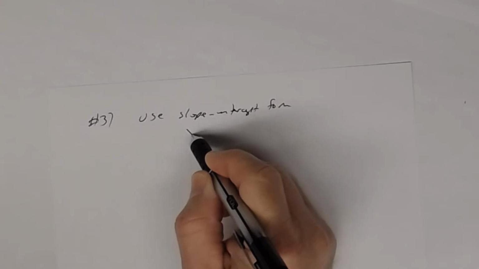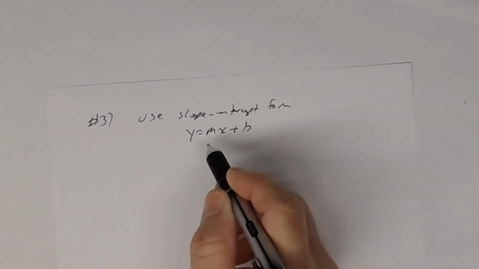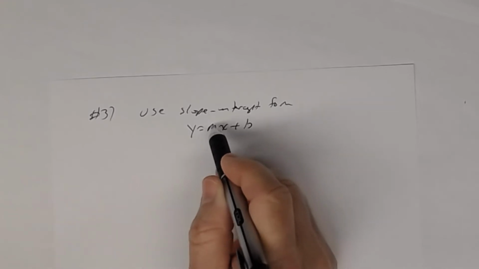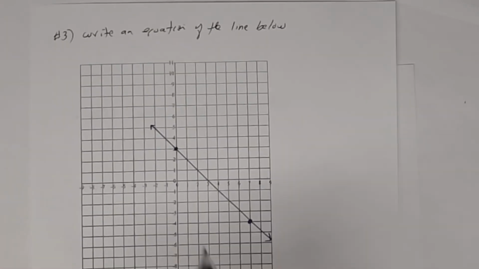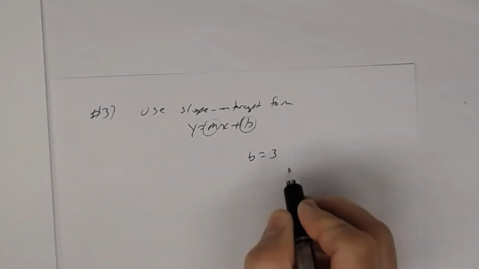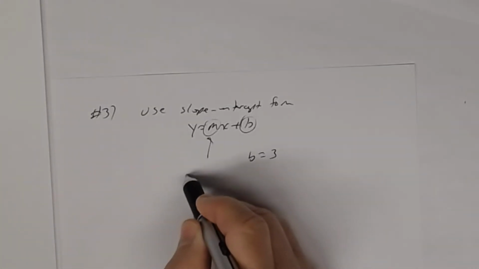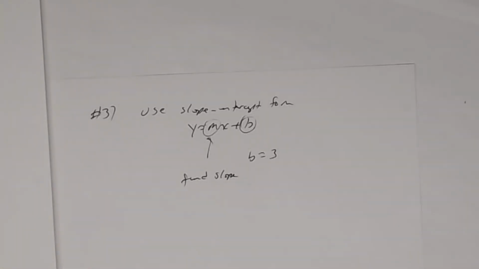And remember, slope-intercept form is y equals mx plus b. And if I'm going to use slope-intercept form, I must know the slope, and I must know the y-intercept. Well, you're told the y-intercept. What's the y-intercept here? Where does the graph cross the y-axis? Well, the graph crosses the y-axis at 3. So my y-intercept is 3. All I've got to do now is find the slope, right?